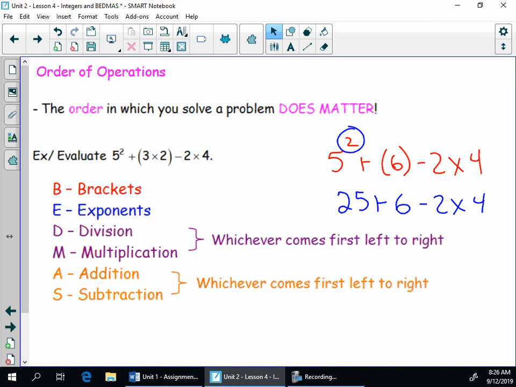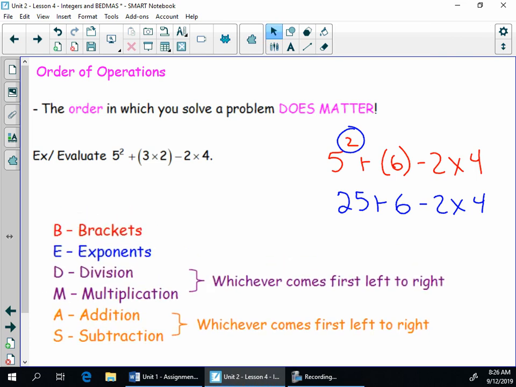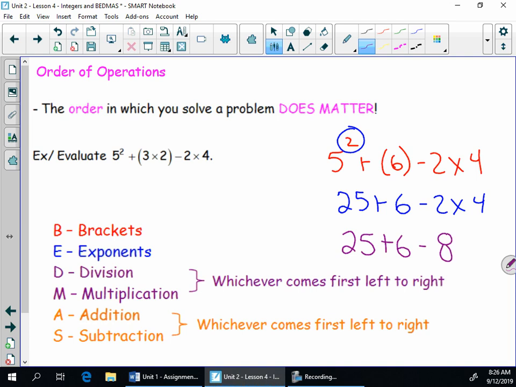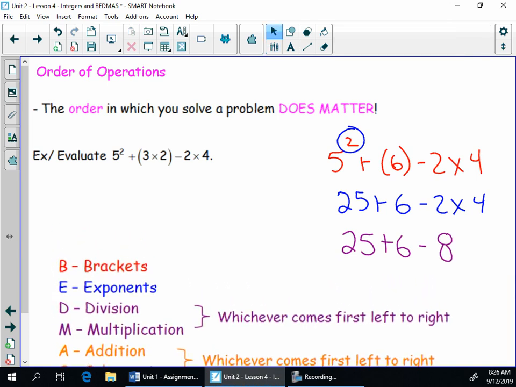Okay, so in here, I look at the end, I see some multiplying. 25 stays the same, 6 stays the same, minus stays the same, and 2 times 4 makes 8. And then last but not least, adding, subtracting, left to right. And in this case, that's what we've been doing all day today with integers. 25 plus 6, that's 31, and 31 minus 8 makes 23.